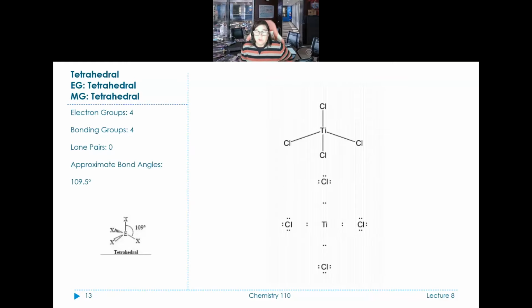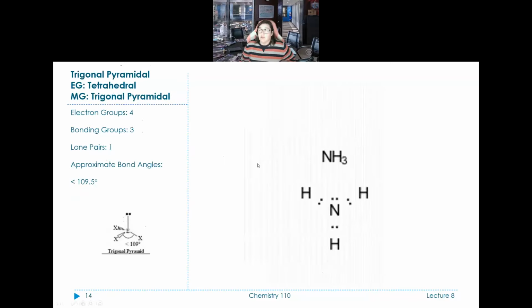Those bond angles are approximately 109.5. We have 4 electron groups, 4 bonding groups, and that's a tetrahedral molecule. Let's take off one of those bonding groups and make it a non-bonding pair. If we do that, then our structure is trigonal pyramidal. So we still have that pyramid down at the bottom, but now one of them is that straight up electron pair is a lone pair.